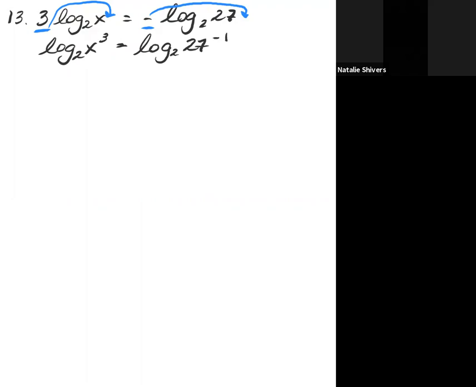Again, we get to cancel out the log base 2's. We get x cubed equals 27 to the negative 1. Before we're going to do anything, we need to get rid of that negative 1 exponent, 1 over 27. And to solve this, we're not going to take the cube root. That's not what it asks us to do, but I guess that would work as well. We're going to solve it the way the book does it, which is subtract 1 over 27.